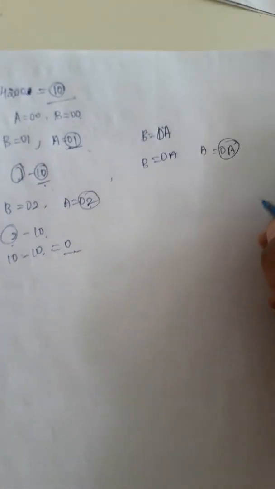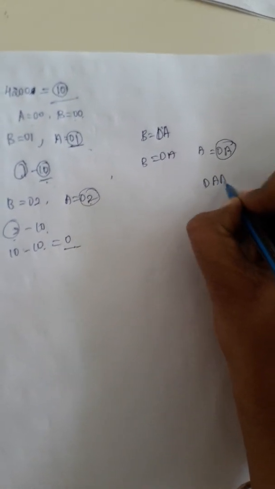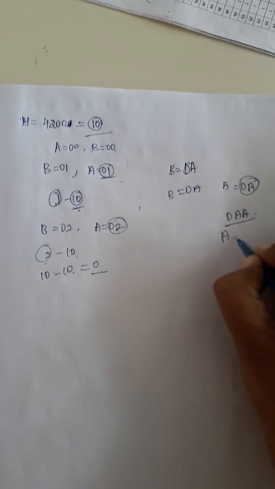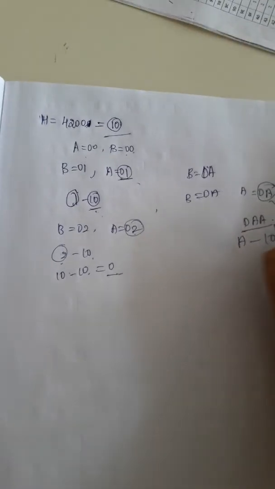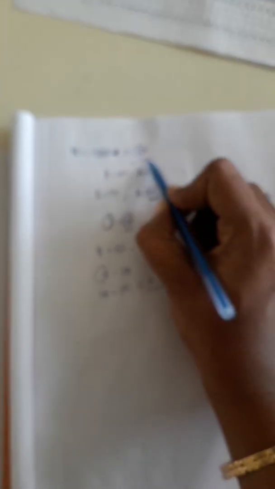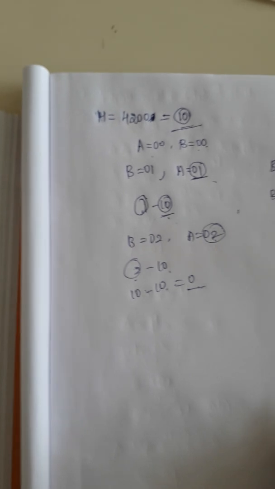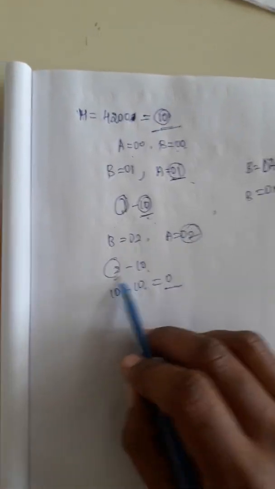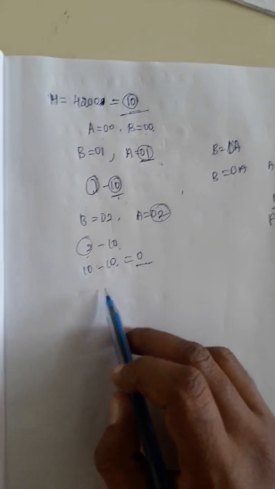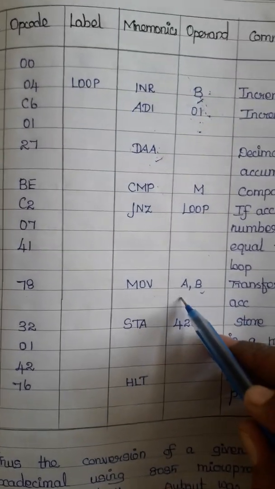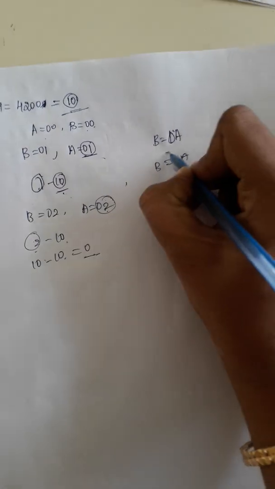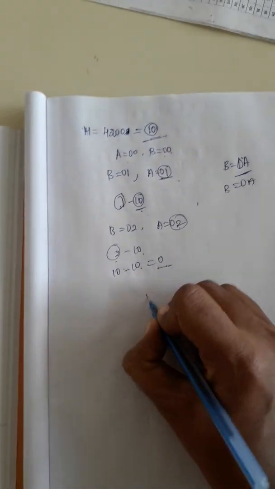But this 0A is converted into decimal data using the decimal adjust accumulator instruction. After the execution of this instruction, the accumulator contains the equivalent decimal data. So now the accumulator contains 10. This 10 and the data which is available in the location are compared. While comparing, if both the data are equal, we will get the zero flag set. If the zero flag is set, move the B register value to the accumulator. The B register contains the equivalent hexadecimal value, and that will be moved to the accumulator.